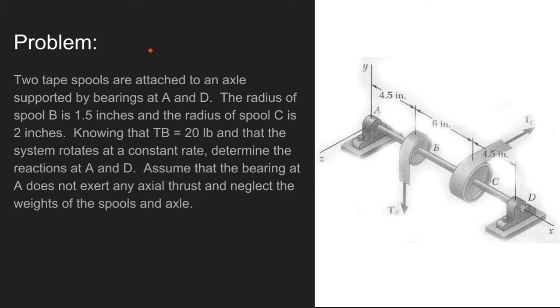So the problem is, two tape spools are attached to an axle supported by bearings at A and D. The radius of spool B is 1.5 inches, and the radius of spool C is 2 inches. Knowing that TB equals 20 pounds and that the system rotates at a constant rate, determine the reactions at A and D. Assume that the bearing at A does not exert any axial thrust and neglect the weights of the spools and axles.